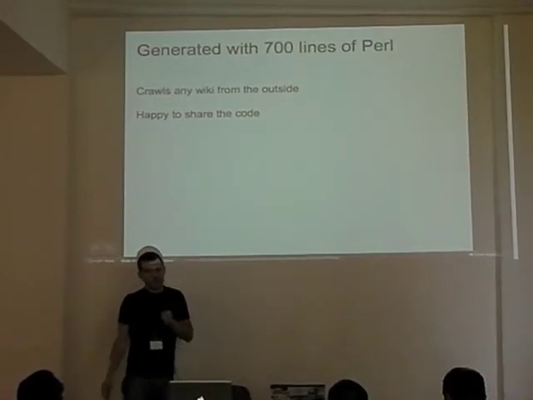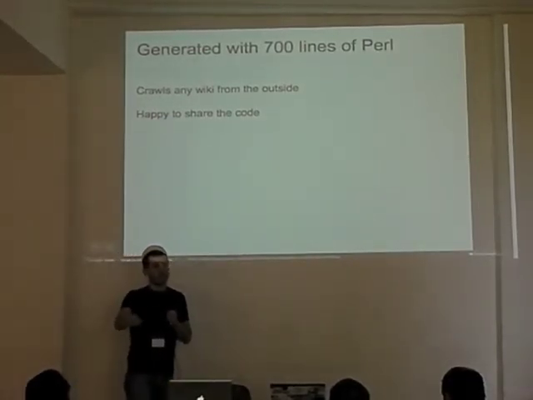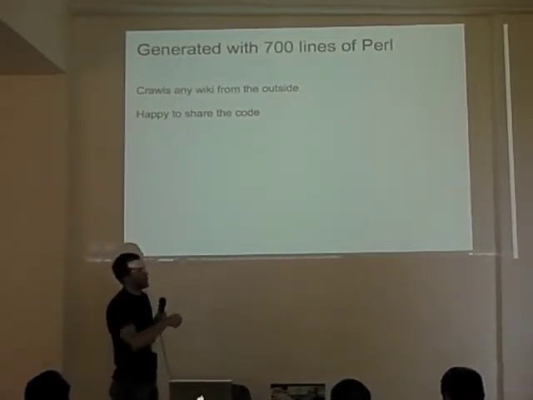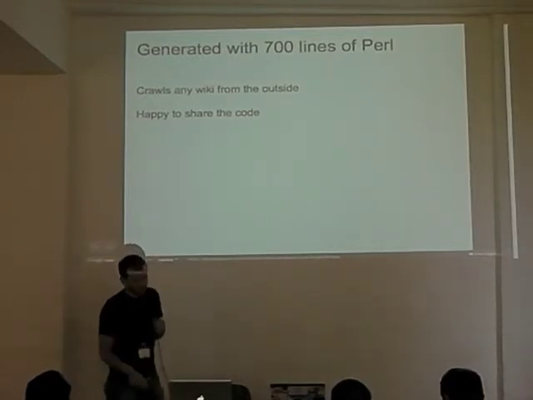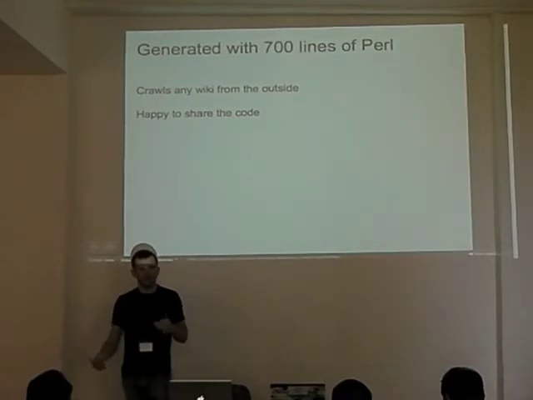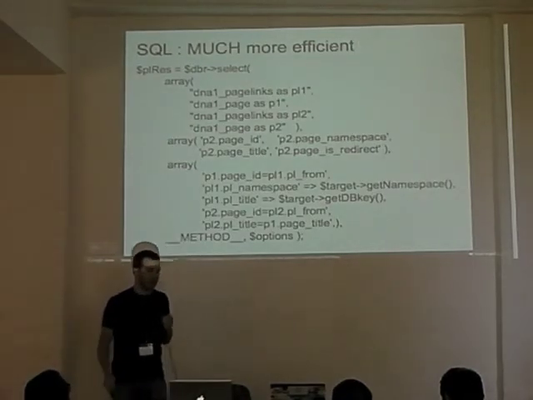All of this was done with about 700 lines of Perl. It crawls any wiki from the outside and just keeps asking, what's the page text, what links here, gathers the data, and then produces the necessary configuration files for running Circos. I'm very happy to share it, but it's certainly not ready to drop in anywhere and just run. It's going to need a little polish to work with Circos.